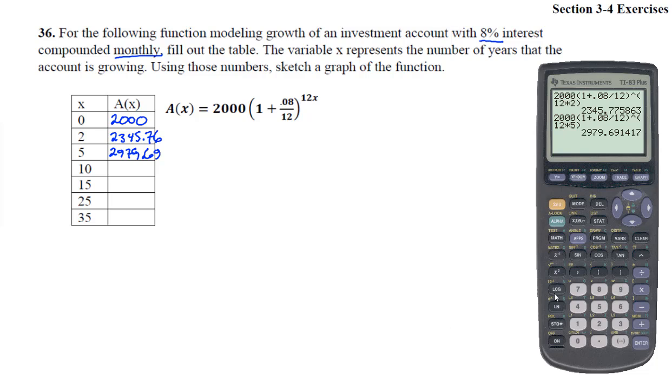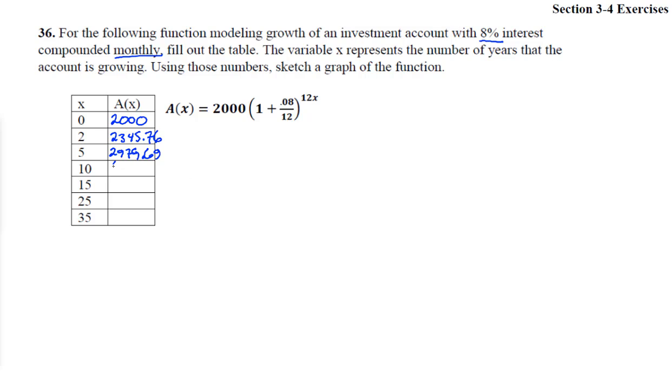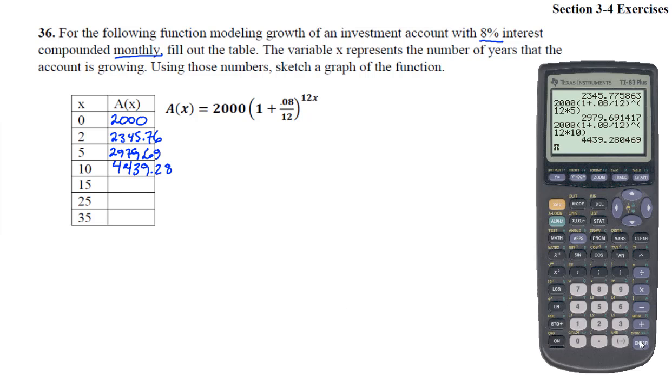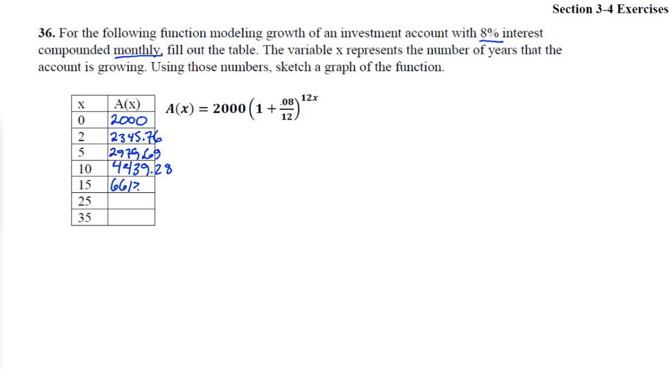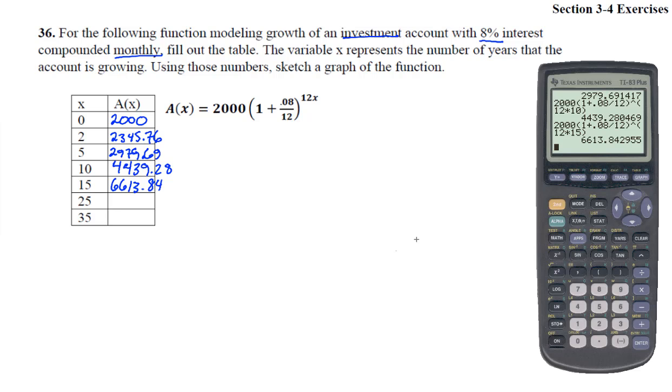Okay, so now let's do a 10. And replace that guy right there with a 10, and then close the parentheses and enter. 4439.28. Now 15. Type in the whole thing again, but this time with a 15 there, and we get 6613.84. I'm leaving 2 decimal places because we're talking about an investment with money, so this would be dollars and cents. But it's not totally necessary given this part of the problem.